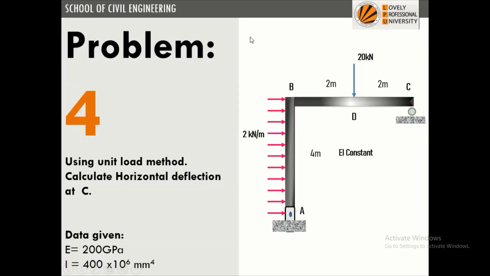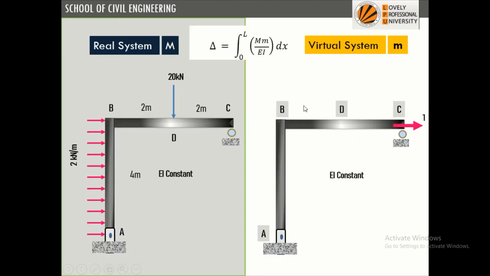Now this is the second question on the frame, and on the same frame we have modified some of the loads. Now there is a UDL on the vertical portion AB, and again we simply have to calculate the horizontal deflection at C, because there is a roller support here. So again we will use two systems, one called the real system and the other the virtual system. You can see that here we are using a unit load which is horizontal, just because we have to calculate the horizontal displacement at C.